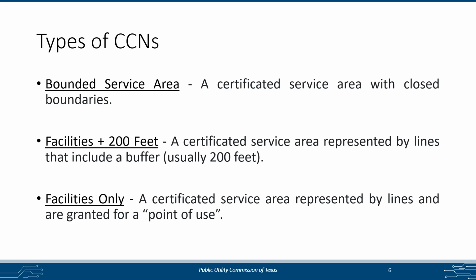The one thing to know about facilities only CCNs is they only allow specific customer connections at the point of use, which is the customer's addresses that were granted by the Commission at the time that the CCN was approved. An additional note about this type of CCN is that it does not allow the CCN holder to expand to new customer connections like the other two do.